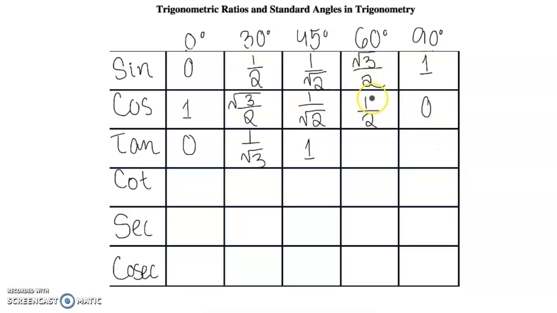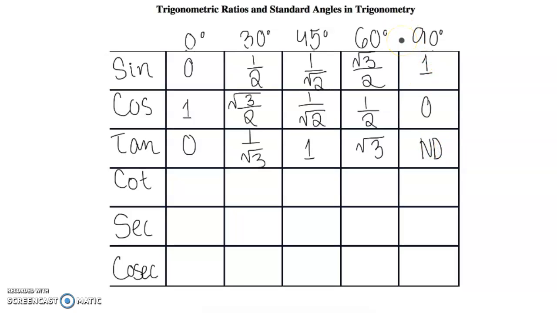Root 3 over 2 divided by 1 over 2 for tan 60 theta is equal to root 3, because the 2 and 2 can cancel from the numerator and the denominator, and all we're left with is root 3 over 1, which is equal to root 3. Finally, for tan 90 theta, we have 1 over 0, which is undefined, or ND.